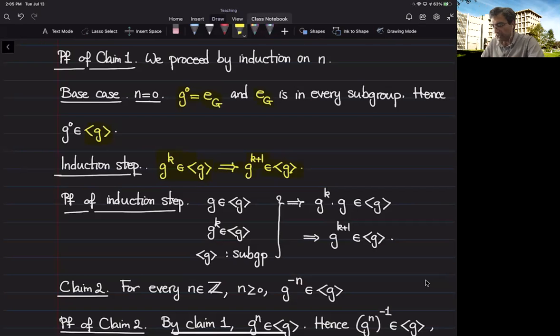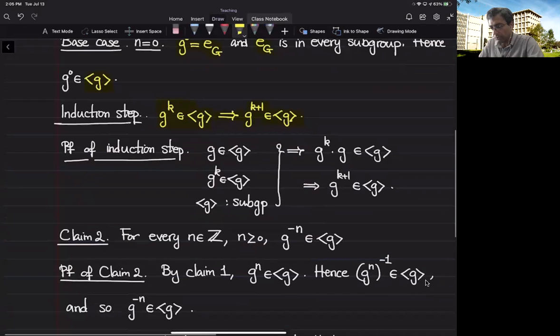That's the induction. Okay, so we start with the fact that the group generated by g is a subgroup, so it is closed under multiplication. g does belong to this subgroup. g to the k belongs to this subgroup because of the induction hypothesis. So we call this the induction hypothesis. By the induction hypothesis, we have this part.